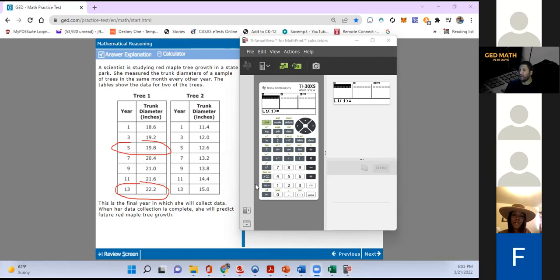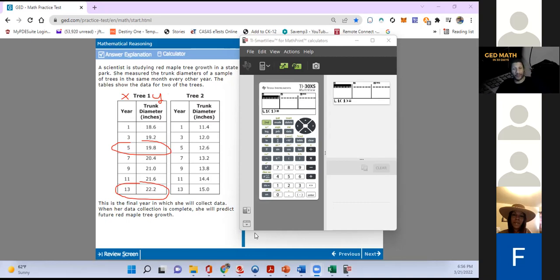What are my 2 x values? 19.8 and 2.2. What are my 2 x values? X2, right? What are my 2 x values? 5 and 13, where X is the year and Y is the trunk. So what are my 2 x values? 1 and 3. No, what 2 points do I have selected? 5 and 13.